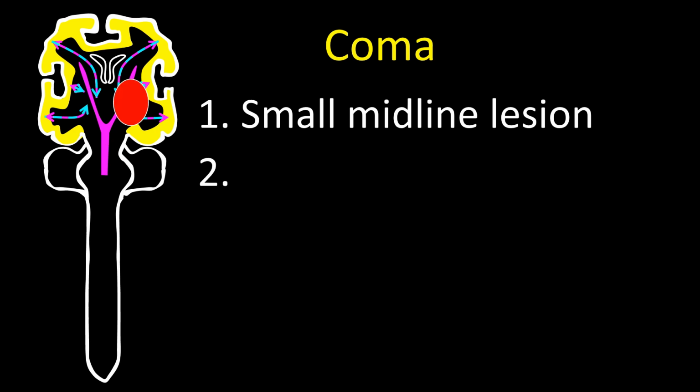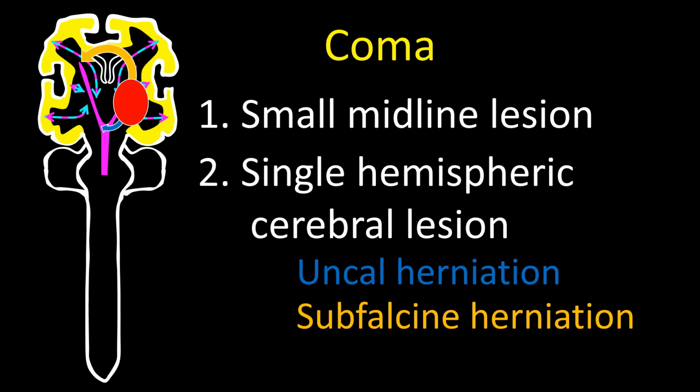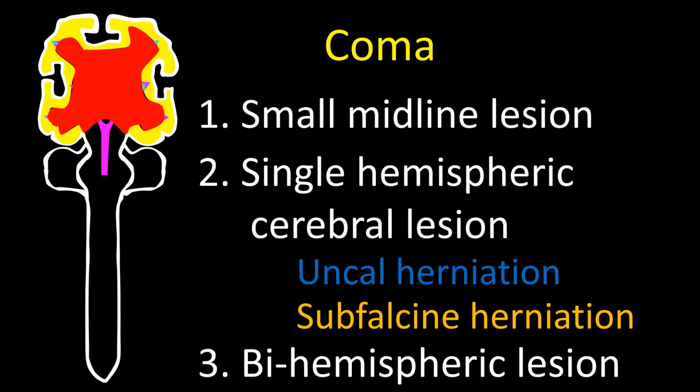The second type of lesion producing coma is a single hemispheric cerebral lesion leading to an uncal herniation that involves the ascending reticular formation in the brainstem, or a subfalcine herniation, those involving the contralateral hemisphere. The third type of lesion is a diffusely bilateral hemispheric lesion resulting from a metabolic disease, here depicted in red.